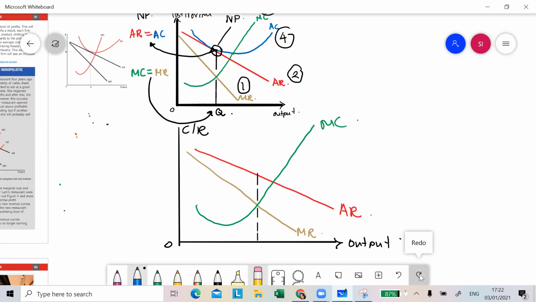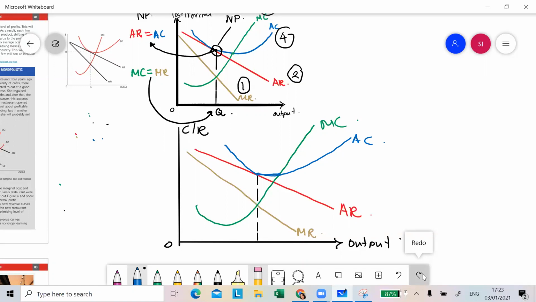And then I mark the point where MR equals MC and draw the dotted line till it touches AR. Then I'm going to see the lowest point of my AC, which is tangent to the AR curve, and I'm drawing the AC curve. So once I'm done with the AC curve, I can find out that the red curve AR is equal to AC. Therefore, I'm making sure that it's a normal profit.